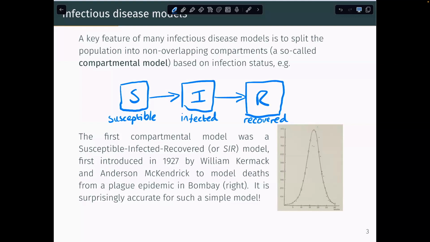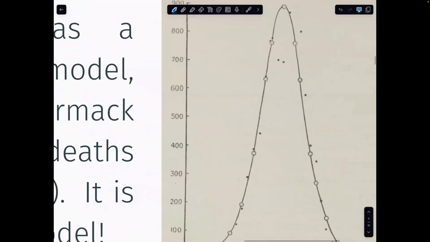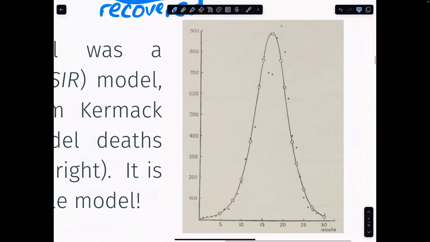So this kind of compartmental model was first established back in the 1920s by William Kermack and Anderson McKendrick. And they wanted to try to model deaths due to a plague epidemic in Bombay. And this little figure here is actually taken from their paper. This is their deaths going up here. The little dots are there. The black dots here are what the data suggest. And then this curve is what came out of their model when they chose suitable parameters for their model. And you see it's a pretty good fit.